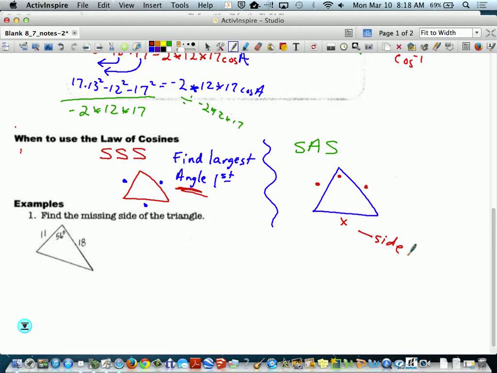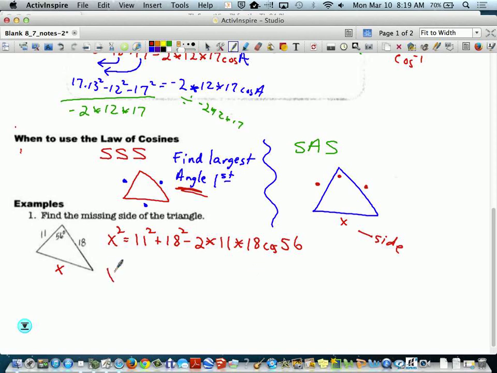So if I was going to look at example number 1, if I'm going to find x because I have side angle side, we're going to go x squared equals 11 squared plus 18 squared minus 2 times 11 times 18 cosine of 56. I like using law of cosines because I don't have to do any solving like we did with the law of sines. You've got to get x by itself, it's a little bit harder. Here, you can just do that.